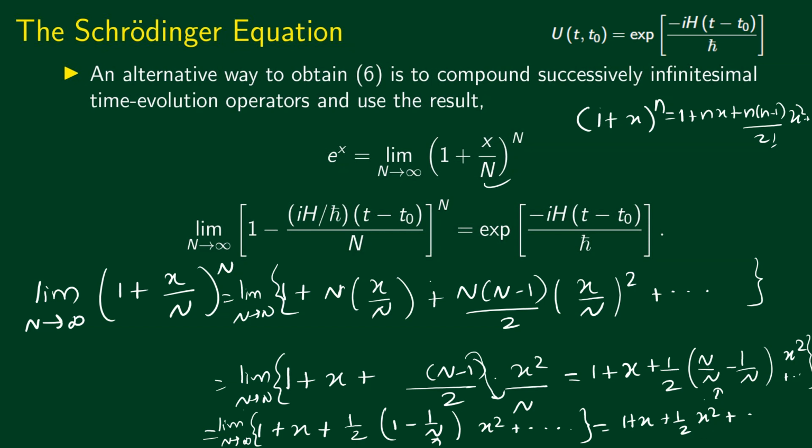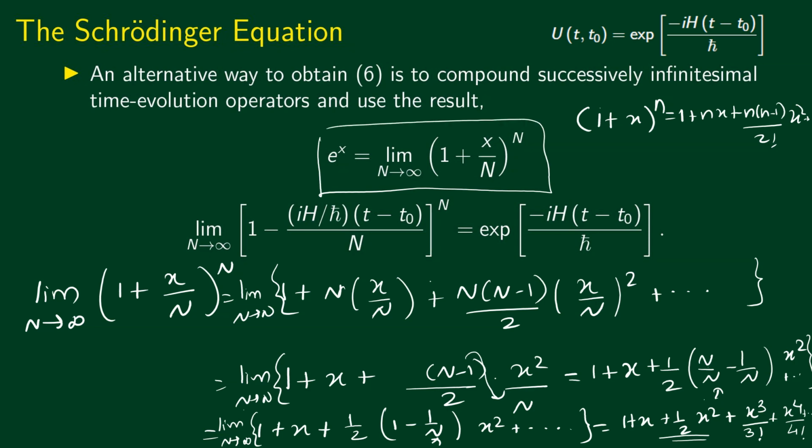Now if you look at the next term, you will find that in the limit n tends to infinity, the next term will become x cubed divided by 3 factorial, and the next term will become x raised to 4 divided by 4 factorial, plus etc. So we have the expansion for e raised to x, and we see that this is equal to e raised to x. So that's what this result means. e raised to x can be written as the limit n tends to infinity of 1 plus x by n whole raised to n. And we have used this result here.